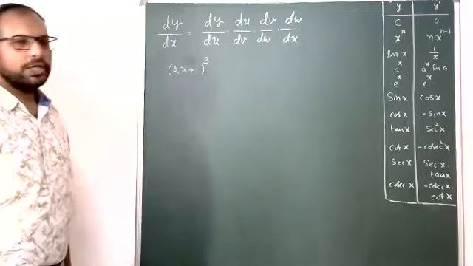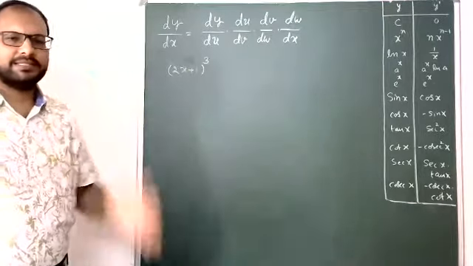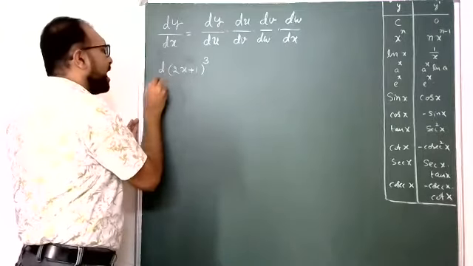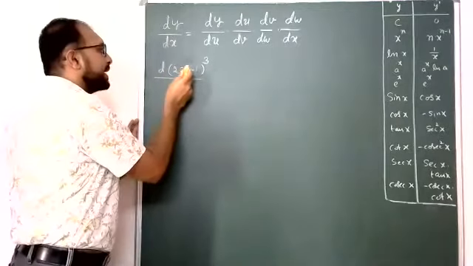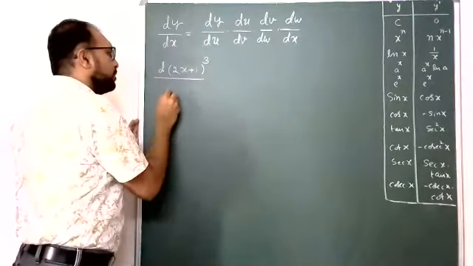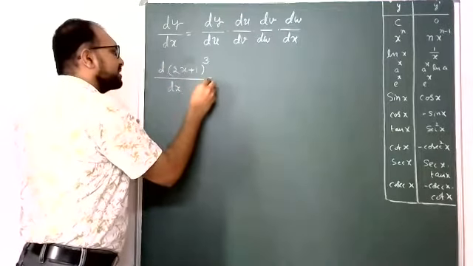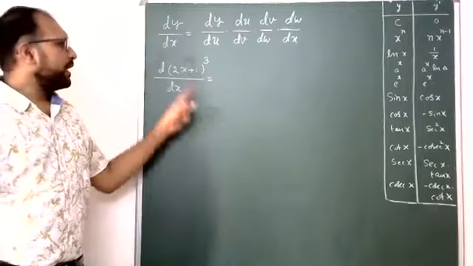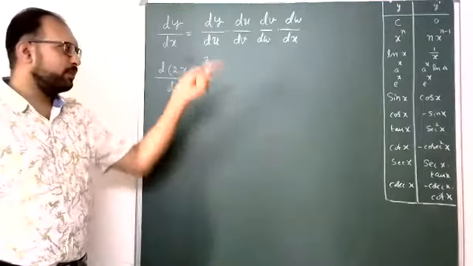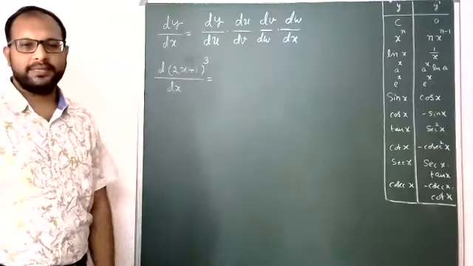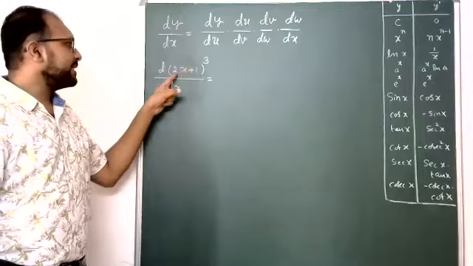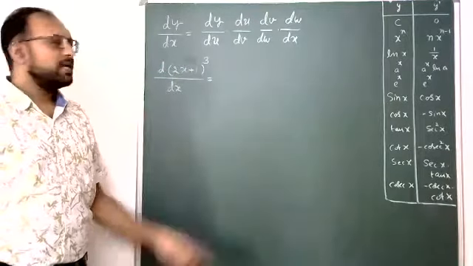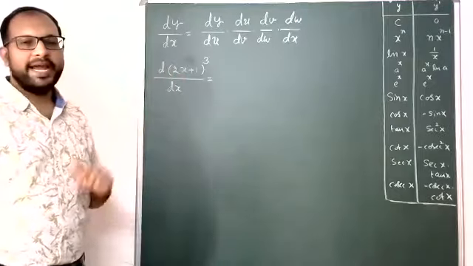2x plus 1 whole cube is nothing but one function in x, that is y. So what is the derivative of (2x plus 1) whole cube with respect to x? Students, if only x is there, it is very simple, the x to the power of n formula, that is 3x square. But here, instead of x, one function is there, again one function.